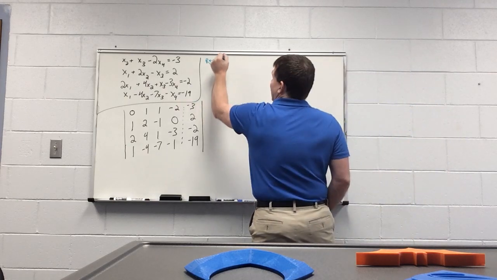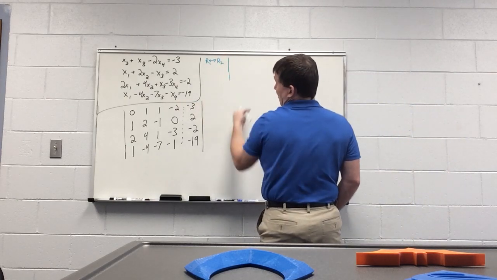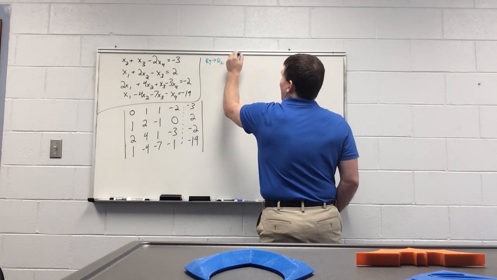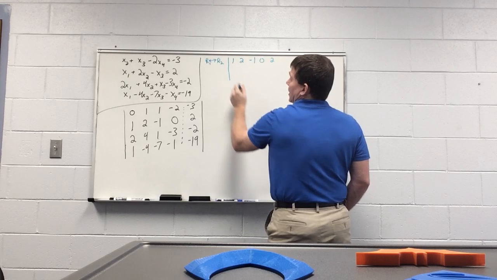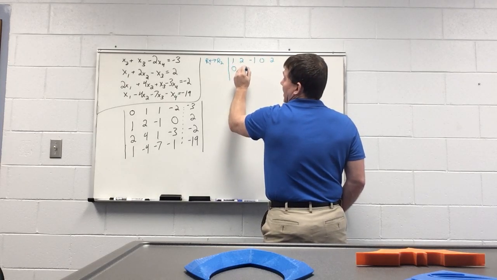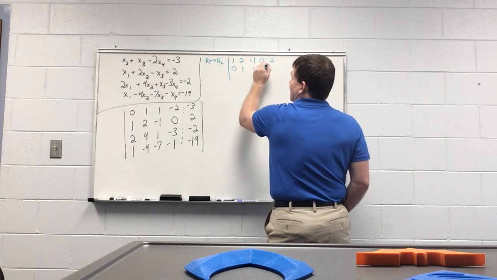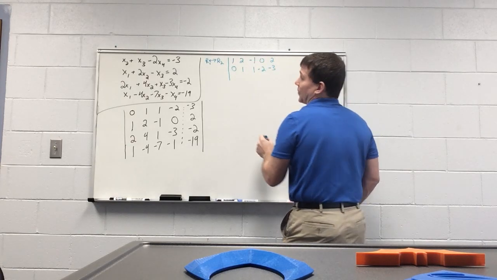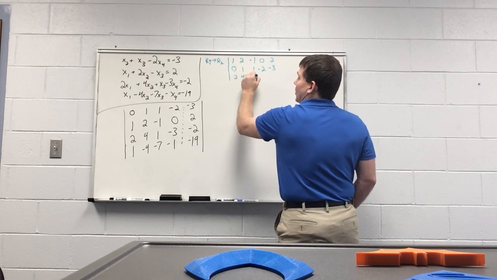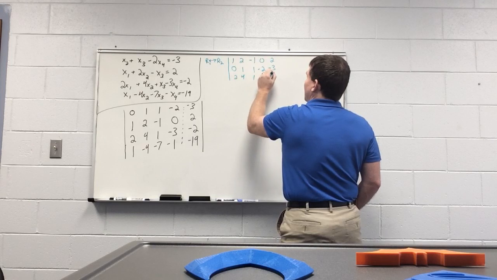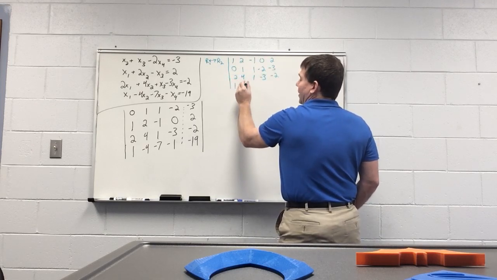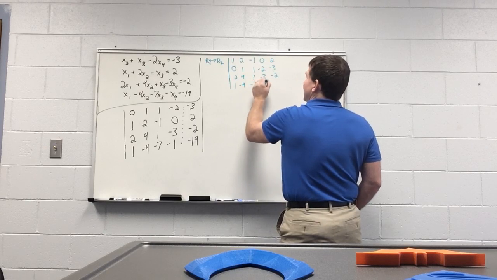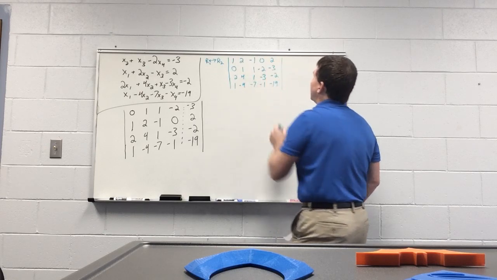So if I rewrite it, now I get, I'm quickly going to run out of room on this small board, but 1, 2, negative 1, 0, 2, 0, 1, 1, negative 2, negative 3, 2, 4, 1, negative 3, negative 2, 1, negative 4, negative 7, negative 1, negative 19.